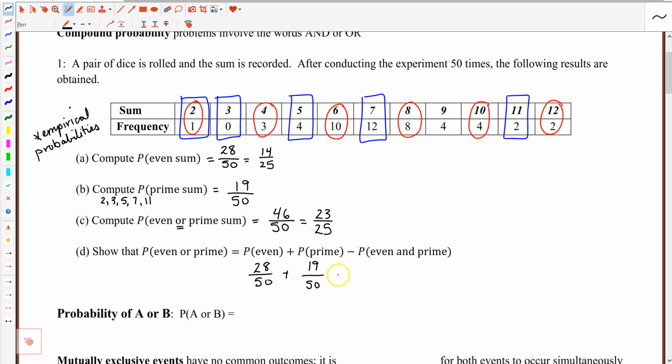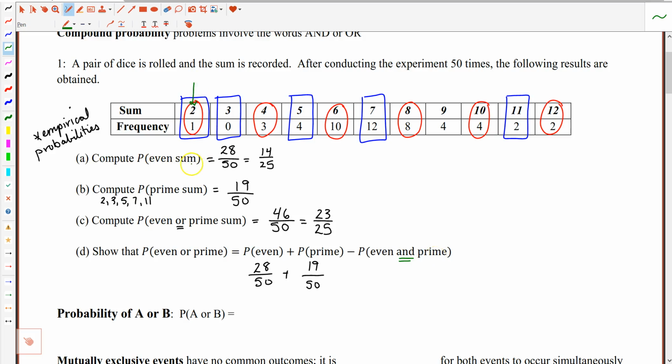Alright, so then we want to find the probability that the sum was both even and prime. Now, this word "and" right here means it has to satisfy both criteria. The sum has to be an even number, and the sum has to be a prime number. So it has to satisfy both of these criteria. So what sums were even and prime? Well, just this sum right here, right?